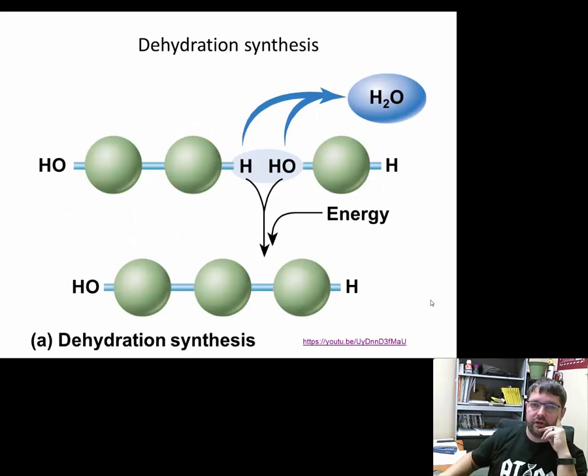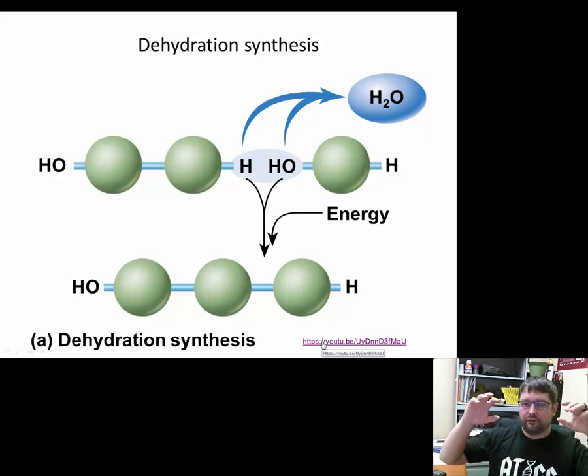So here you can see what I'm talking about. This monomer ends in a hydroxyl group. This monomer ends in a hydrogen. They come together, form water. Water leaves. So the hydrogen and hydroxyl group are now in this molecule. Energy is supplied to form this bond here. So we're going to watch a quick little video that demonstrates this in more of a three-dimensional molecular shape.